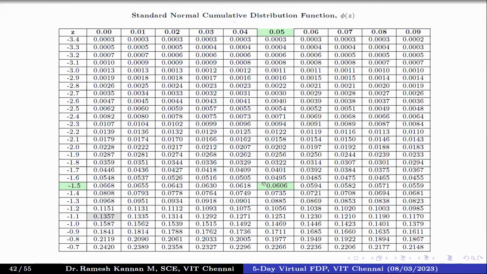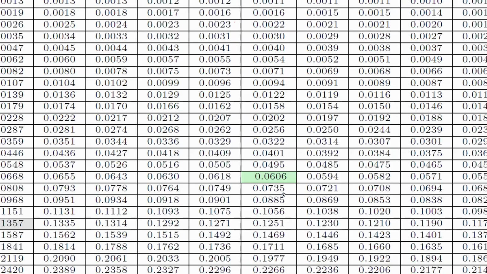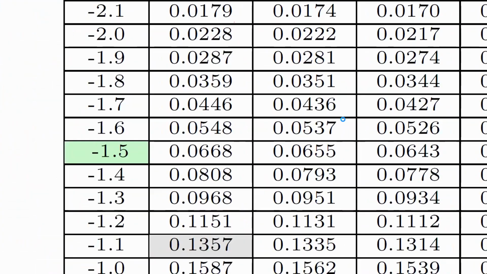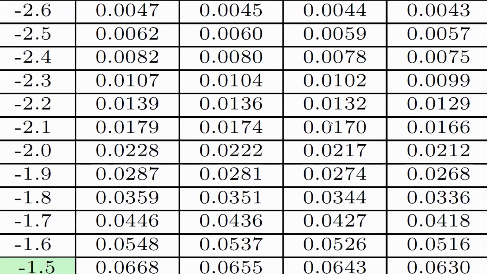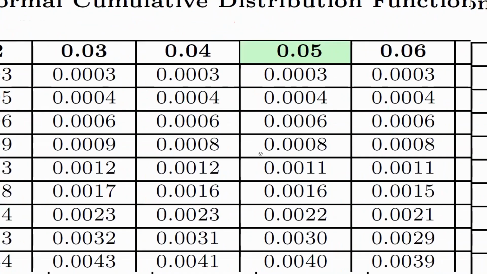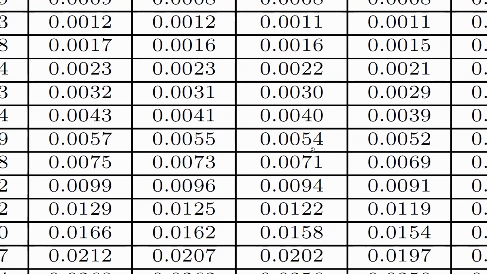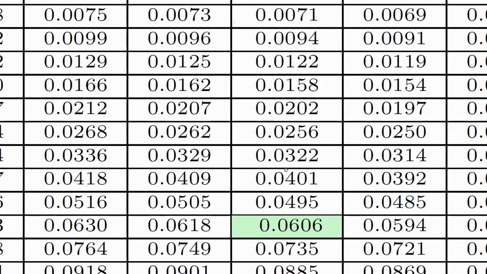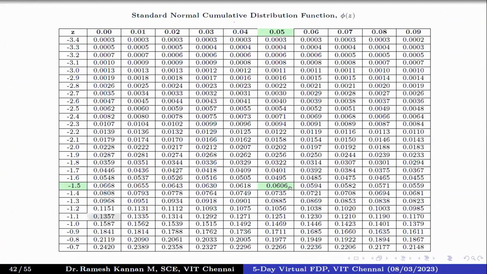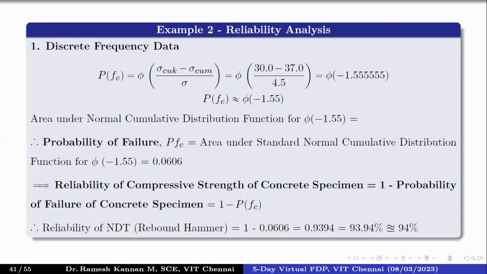I can zoom it bigger so that you can understand this. This is minus 1.5, and you can take a look at this, 0.05. And then you get something around a value of 0.0606. You might wonder what this value is, but this is the probability of failure. Remember, this is the probability of failure.